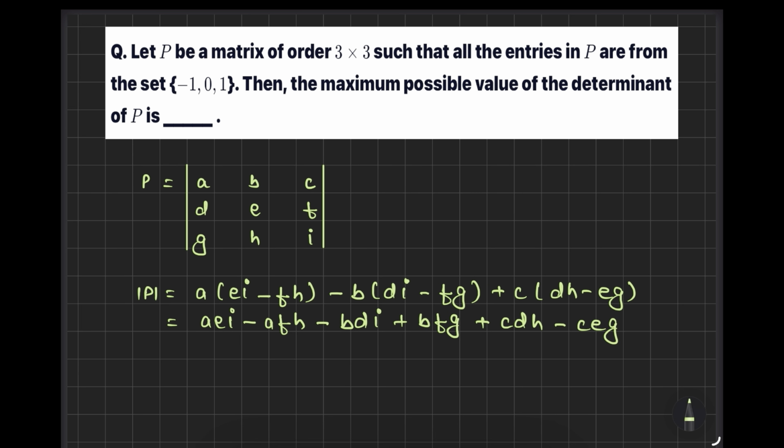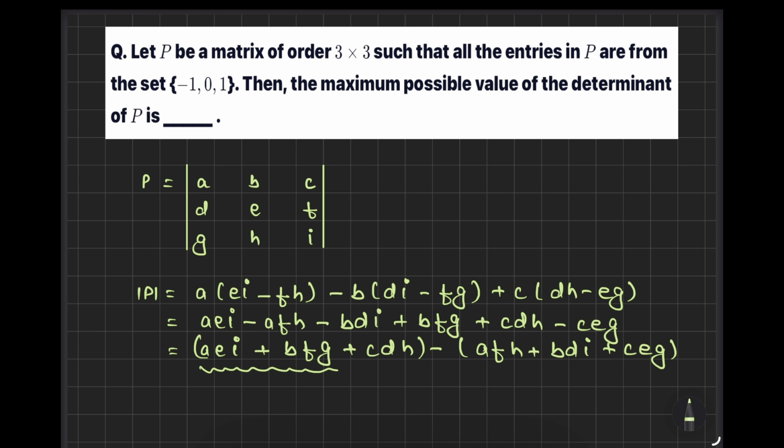Okay, now what I will do, I will put the positives together and the negatives together. So AEI plus BFG plus CDH, so this is here, and this is here: AFH, BDI, CEG, all with a minus. Here it should be plus. Okay. Now look at this.